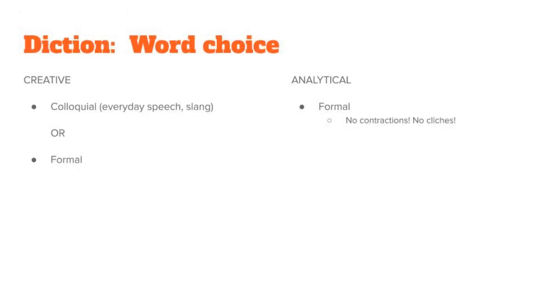Again, with diction, you can see with analytical writing, you have less choice. So in creative writing, you could be colloquial or you could be formal. But when you're writing analytically, you need to be formal, which means no contractions. So instead of isn't, you have to write out is not. And no cliches, because cliches are overused expressions, and you're trying to keep your writing as original as possible.